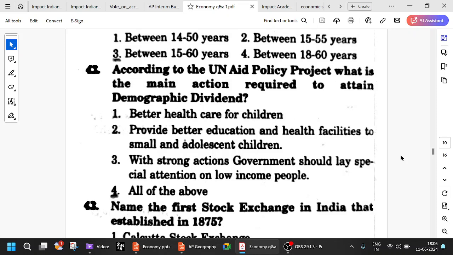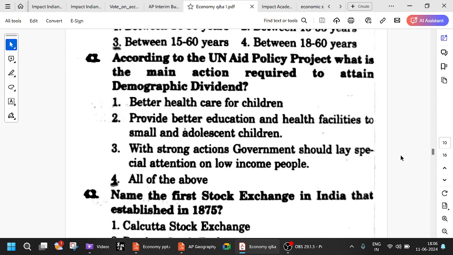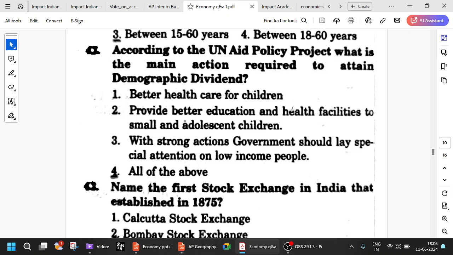According to the UN aid policy project, what is the main action required to attain demographic dividend? Again, there will be many questions like this. The answer is better healthcare for children. Demographic dividend is obviously having more working population, that is between 15 and 60 years. So better healthcare for children, provide better education and health facilities to small and adolescent children. Strong actions: government should lay special attention on low income people. So all are positive statements. You can say all of the above.